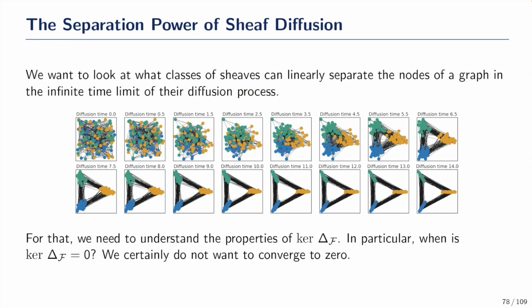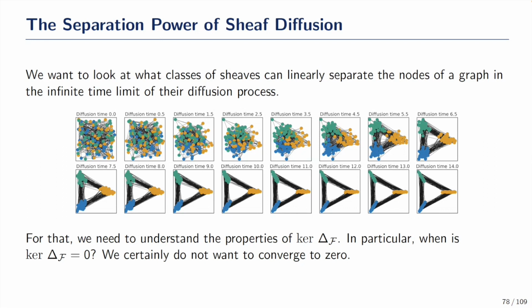Cool. So what we need to understand before we do that is the properties of this kernel. In particular, a good question to ask is, when is this kernel 0? So 0 means it just has the 0 element essentially. So basically, why do we want to avoid that?